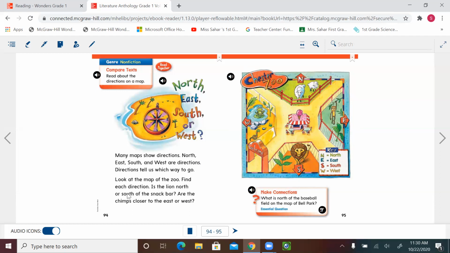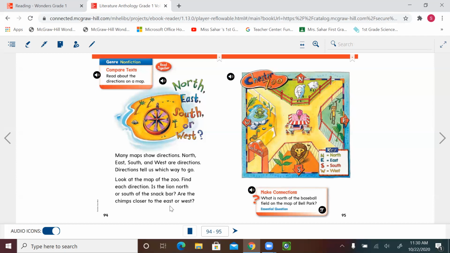Is the lion north or south of the snack bar? So this is the snack bar in the middle, and now they're asking about the lion. Is the lion on the north of the snack bar or the south of the snack bar? Yes, south. Very good. So I can use S, or I can write the whole word south.